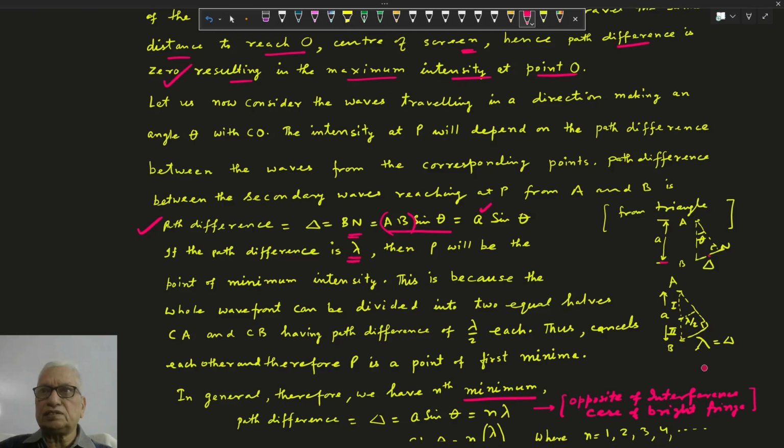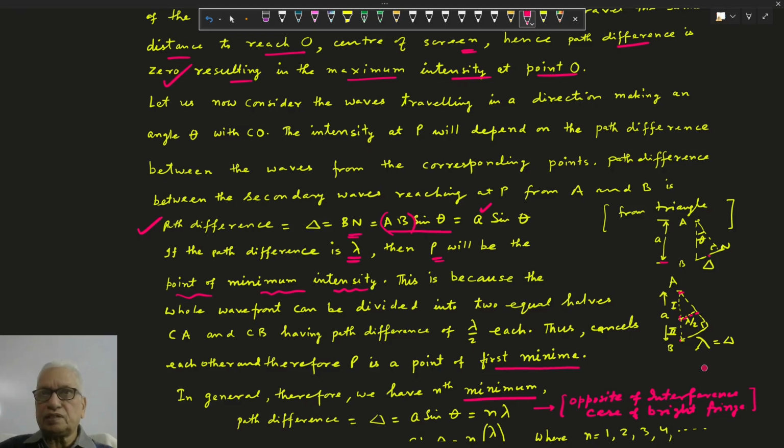If the path difference is lambda, then point P will be the point of minimum intensity. This is called a dark fringe. This is because the whole wavefront AB is divided into two parts, the first part and the second part. If lambda is the path difference, they will be separated by lambda by 2. Considering interference, if these two waves interfere with a path difference of lambda by 2, it will be dark. So the first part and second part together give a dark fringe. This is called the first minima.